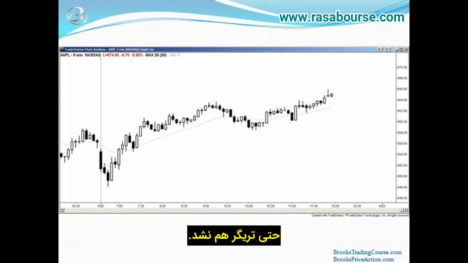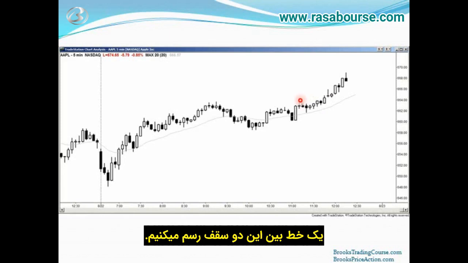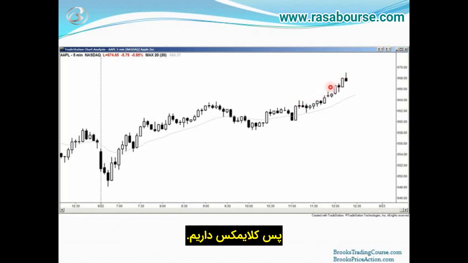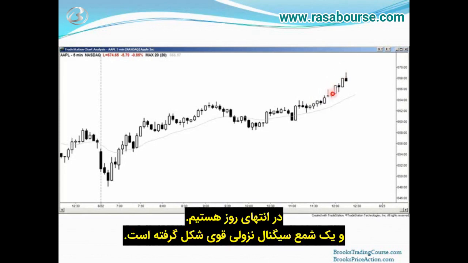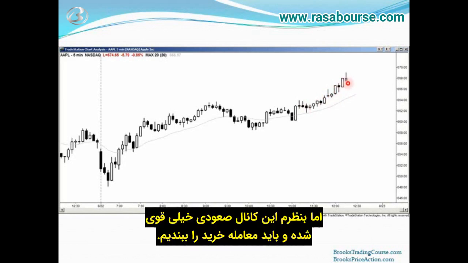It didn't even trigger. The market rallied higher, and now we're starting to become parabolic. We have the slope between these two highs, and then the slope even gets steeper between these two highs. So this is getting climactic. We're late in the day, and we have a very strong bear signal bar.